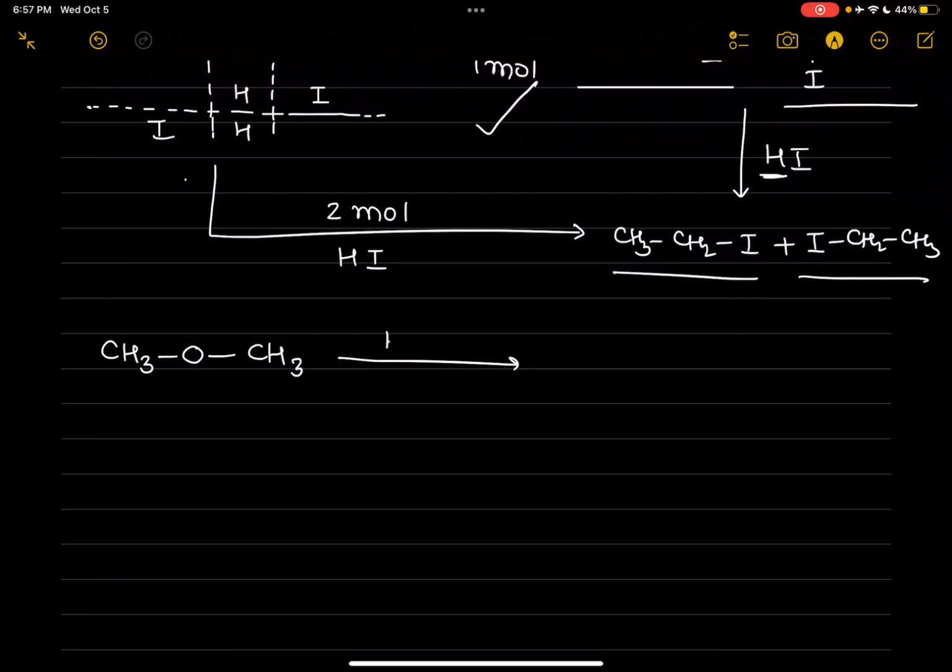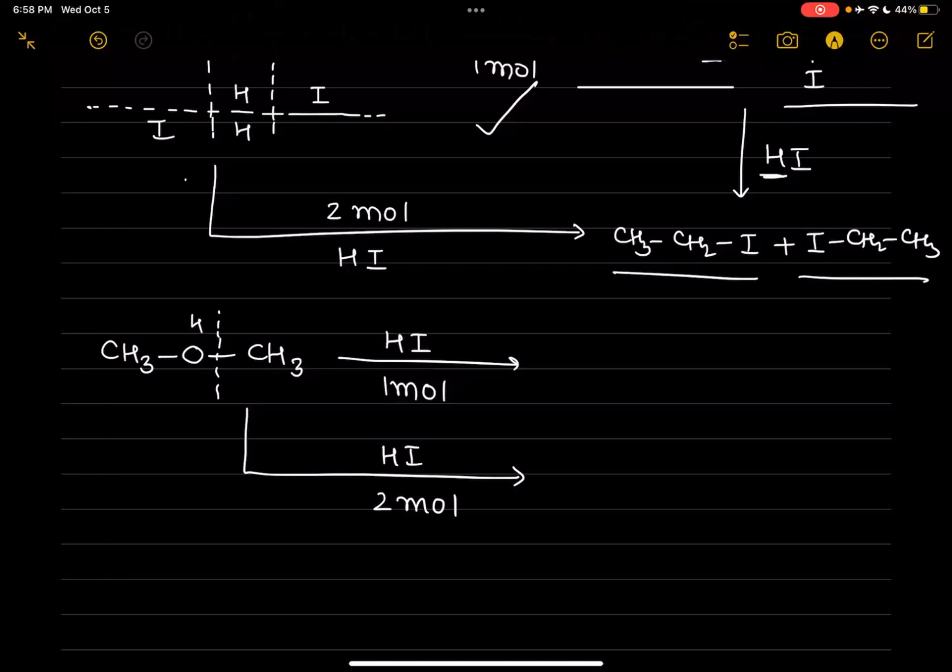Suppose I took 1 mole of HI, and if I have taken 2 moles of HI. What's going to be the answer? With 1 mole, just break the carbon oxygen bond, put hydrogen on the oxygen and iodine on the CH3. Is it clear?